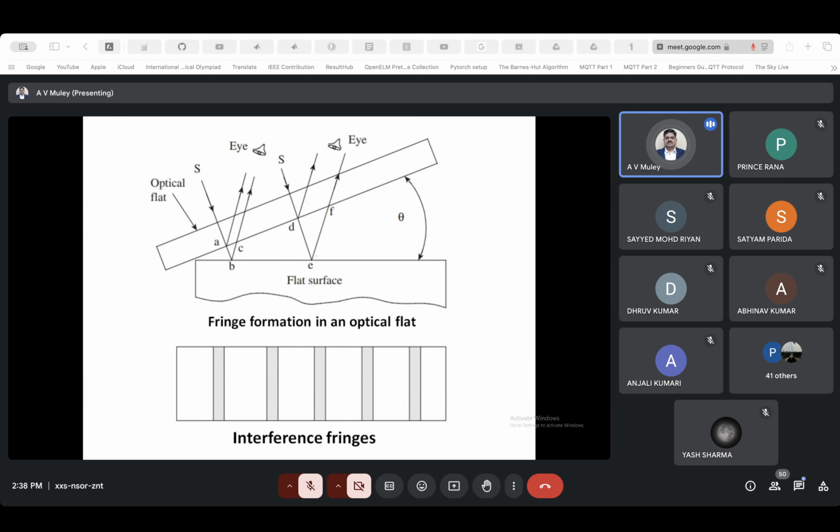So look at this, this is a surface, this is the angle which is created by this particular optical flat, and look at how the light passes through that optical flat, and that results in the formation of this kind of interference of light, which results in a bright and dark spot.